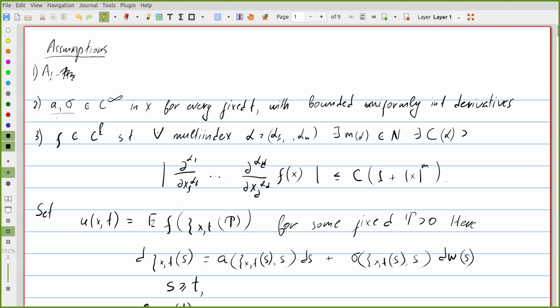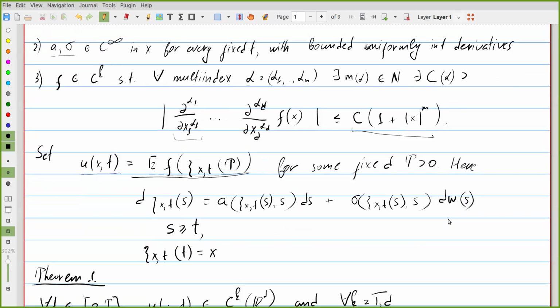Now, the function f small is k times continuously differentiable, and any combinations of derivatives, any partial derivatives of higher order, satisfies some polynomial growth condition. So this is multi-index, this is L1 times derivative with respect to x1, etc., etc. Our main object is this function, which is defined by this expression for some fixed t.